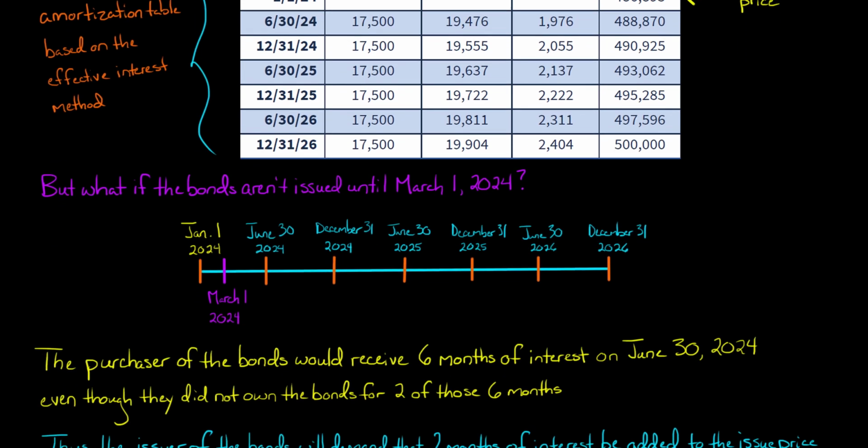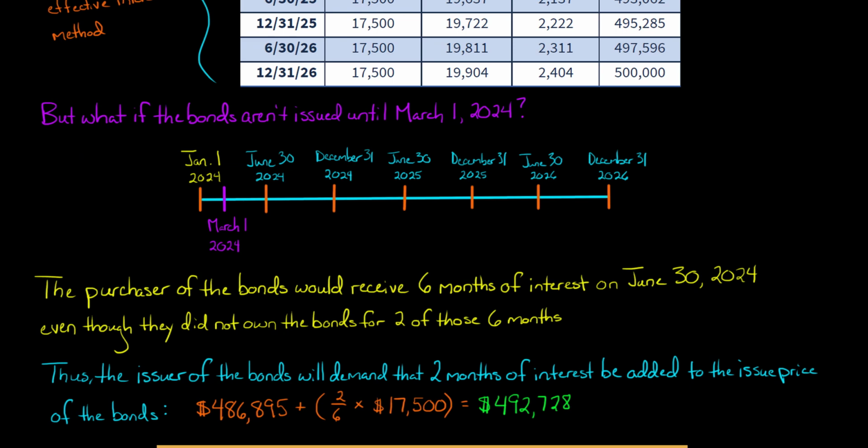Fortunately, there's an easy way to deal with this. We're basically going to set it up so that the issuer of the bonds, that's the borrower, is going to demand that they receive the 2 months of interest, added to the issue price of the bond when the investor buys the bond. So they're basically saying, look, you are going to get 6 months of interest on that first interest payment date, but you're only going to have owned the bonds for 4 months. So there were 2 of those 6 months where you did not own the bonds. So why don't you give us 2/6? 2 divided by 6, so 1/3 of that 17,500.